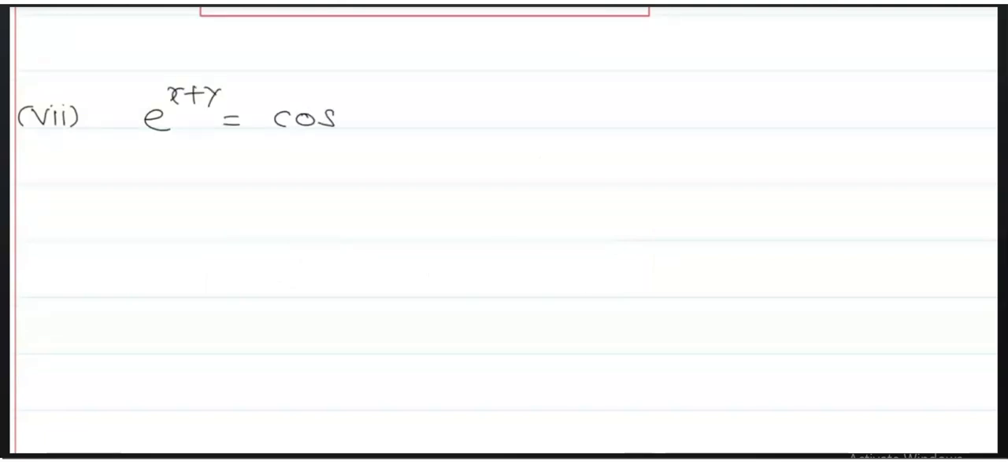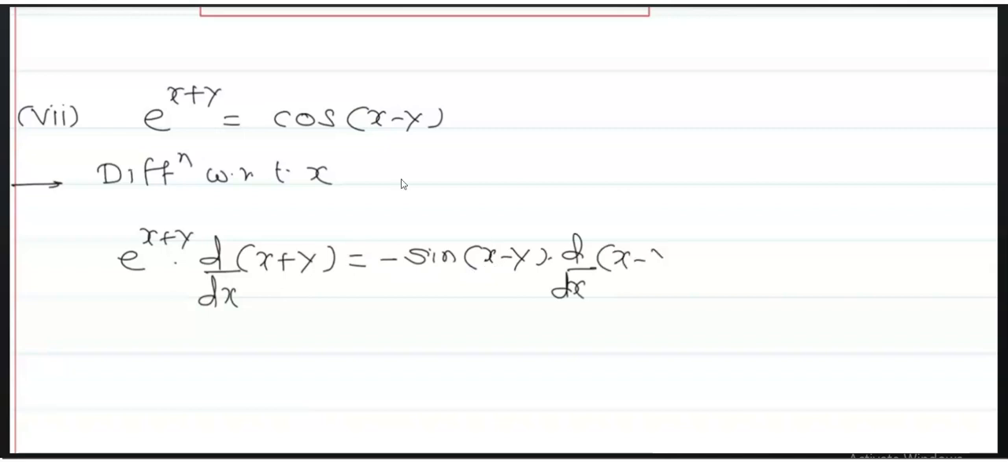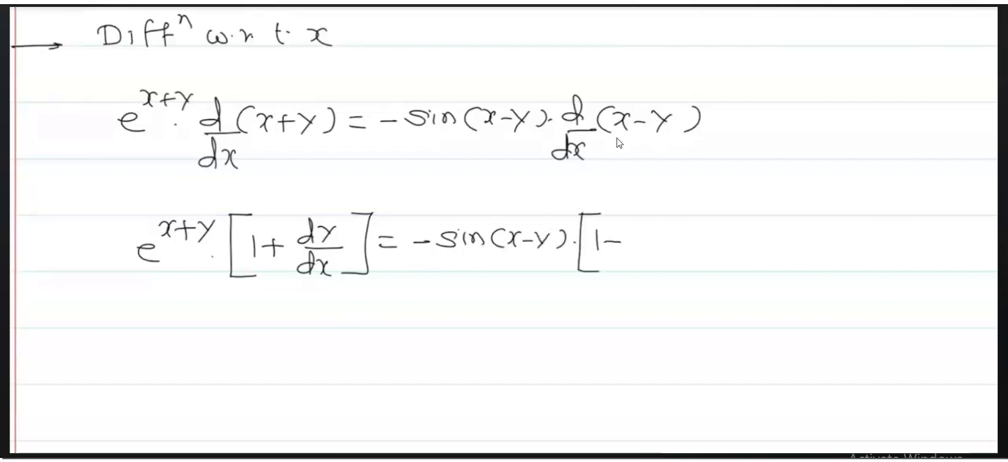That is the 7th one. e raised to x plus y is equal to cos of x minus y. Now differentiate this with respect to x. Derivative of e raised to x plus y is e raised to x plus y into d/dx of x plus y, is equal to derivative of cos of x minus y, that is minus sin of x minus y into d/dx of x minus y. e raised to x plus y, derivative of x is 1, derivative of y is dy by dx, is equal to minus sin of x minus y into derivative of x is 1, y is minus dy by dx.